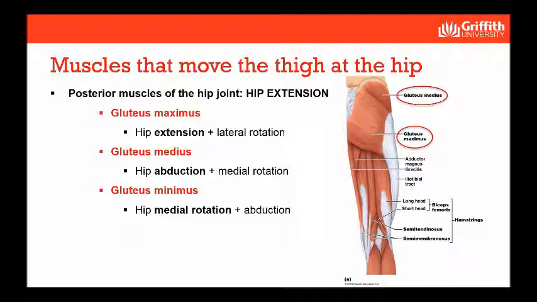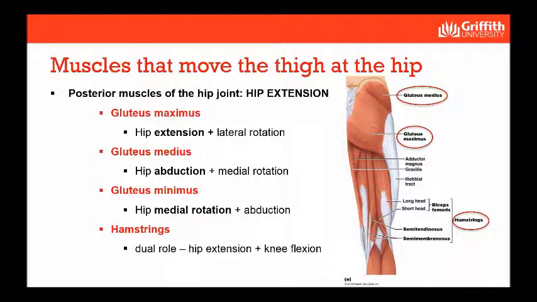Gluteus minimus is the smallest and deepest of the gluteal muscles and has a similar function to gluteus medius. It primarily medially rotates the hip with some abduction of the thigh. The hamstring muscles located in the posterior compartment of the thigh include the biceps femoris, semitendinosus, and semimembranosus. As a group, the hamstring muscles also extend the hip, but they have a dual role in that they also flex the knee.